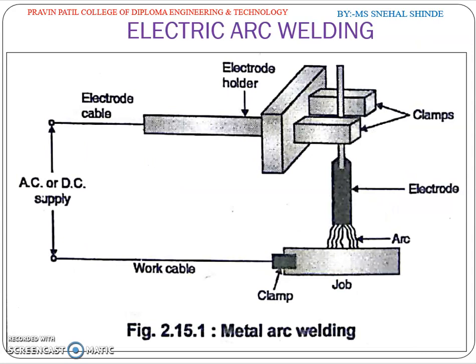So next is the electric arc welding, that is the metal arc welding. The electrode used in metal arc welding is made up of the same material as that of the metal to be welded. This electrode also serves the purpose of filler material. Both AC and DC supply can be used, but with DC supply the arc blow effect is severe. Hence generally AC supply is used.